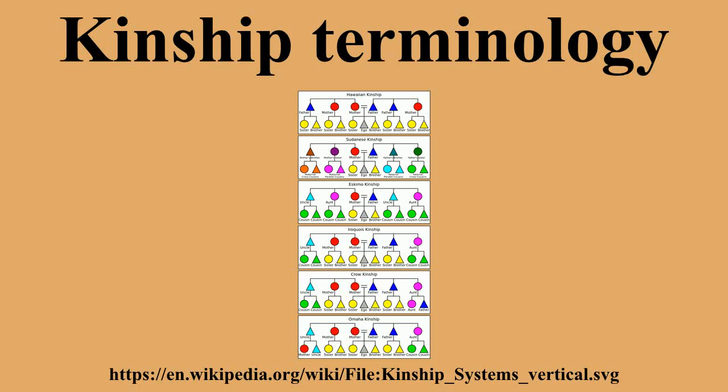Kinship terminology is the system used in languages to refer to the persons to whom an individual is related through kinship. Different societies classify kinship relations differently and therefore use different systems of kinship terminology. For example, some languages distinguish between affinal and consanguine uncles, whereas others have only one word to refer to both the father and his brothers.